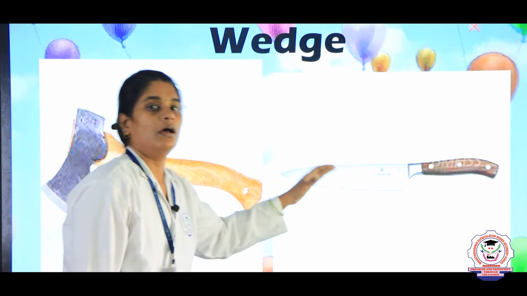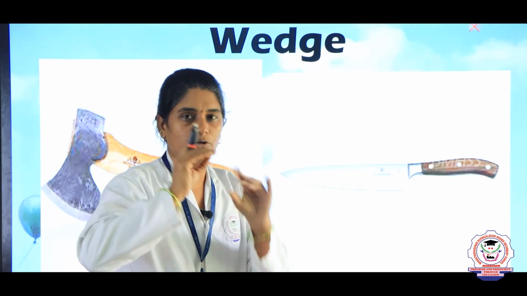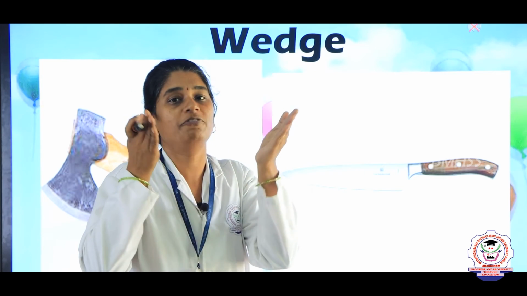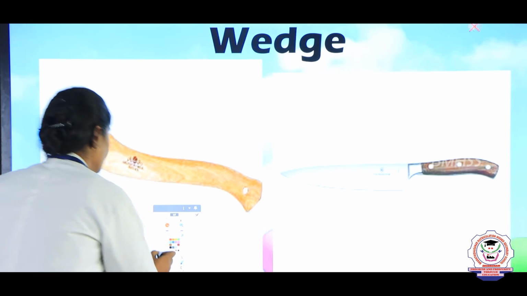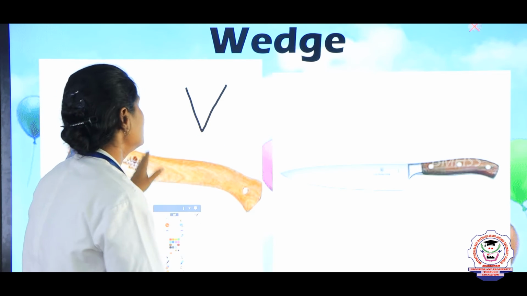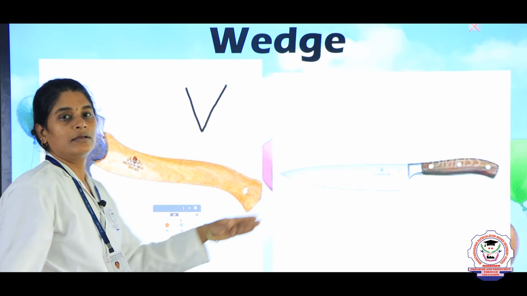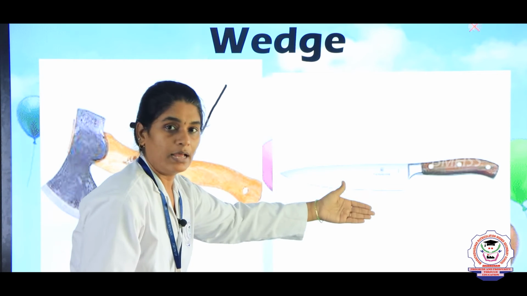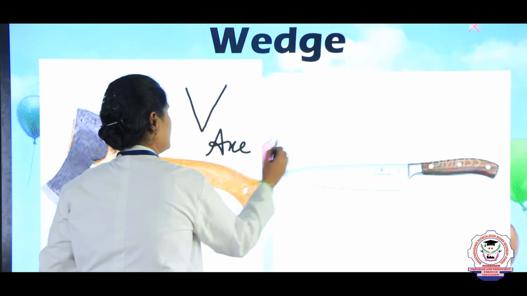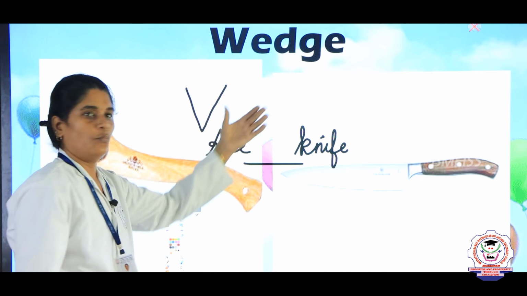The next one that we are going to see is the wedge. A wedge has two pointed edges that form a V shape, so it is two inclined slopes forming a V shape. This type of simple machine is known as a wedge. Examples of this are the saw, axe and knife. So these are the examples of the wedge, right.